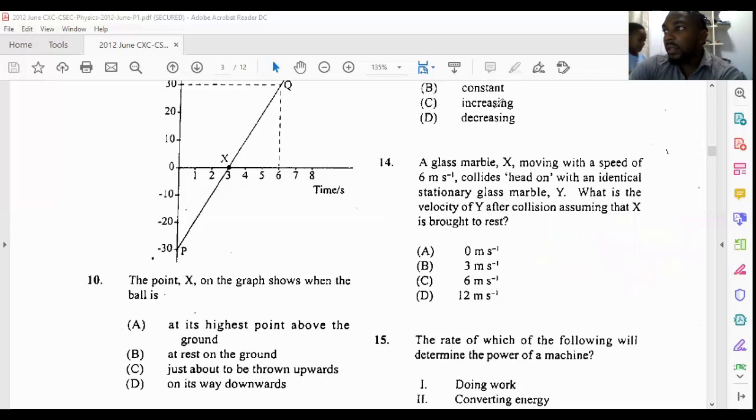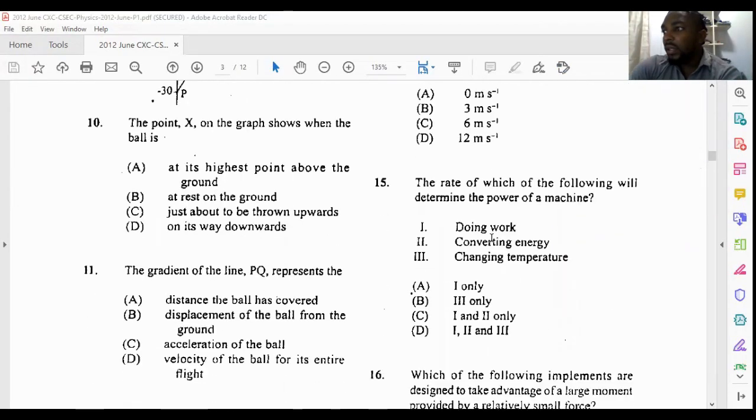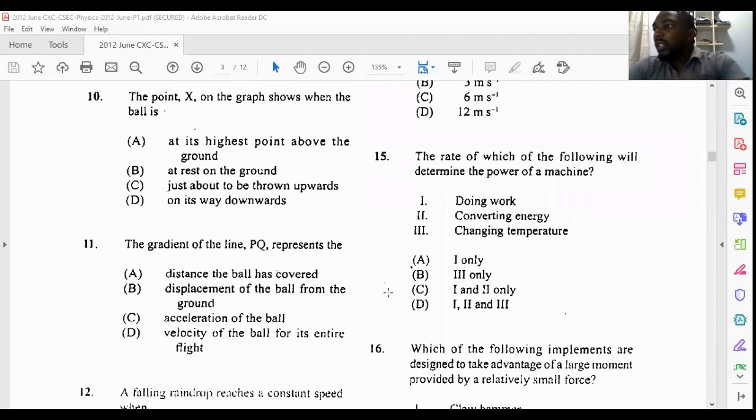Number 15. Now it says, the rate of which of the following determine the power of a machine? The rate of which of the following? Now, the key word in this question is the word rate. In physics, when we talk about rate, it means per unit time. It means that we're going to be divided by time.